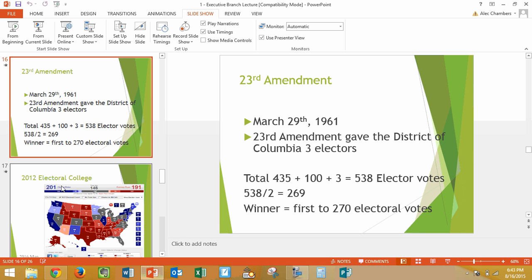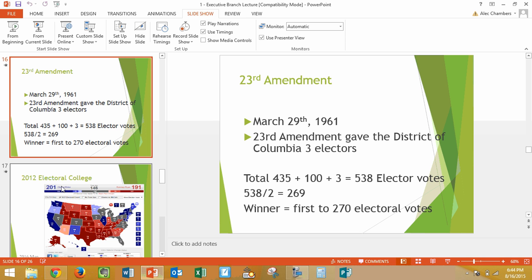So we have a total of 435 representatives, 100 senators, plus three in the District of Columbia. That gives us a total of 538 elector votes. If you divide that by two, you get 269. So, in order to win the presidency, someone has to get 270 votes.